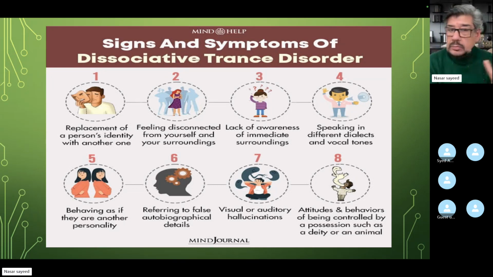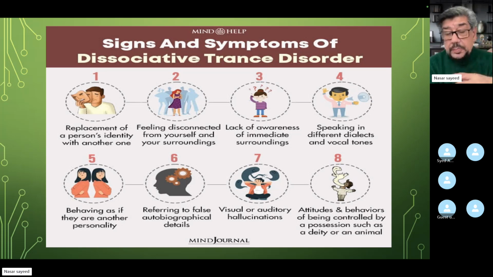Another word used for the trance state in our society is dhamal, and hal, and murakba. Now murakba is something, again, a different state of mind, but usually these things are overlapping. Feeling disconnected from ourselves and the surroundings, and you start doing something even though it's not acceptable. People feel that he is in a state of mind, murakabe mein chale gaye, and it's something supernatural, super powered, out of the blue, in spiritualism, etc. And they lose the connection with the immediate surroundings. They speak different dialects, vocal tones, behaving as if they are somebody else.